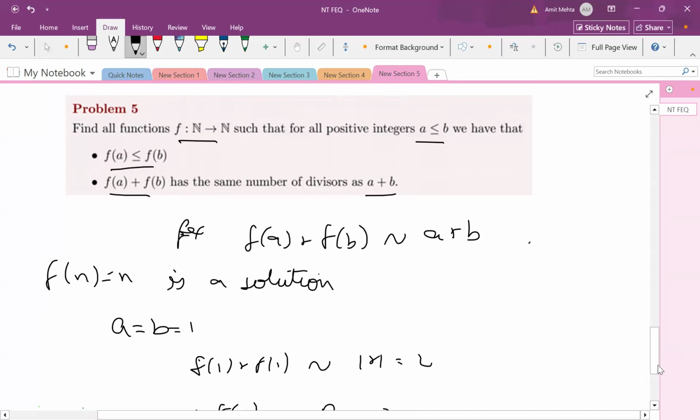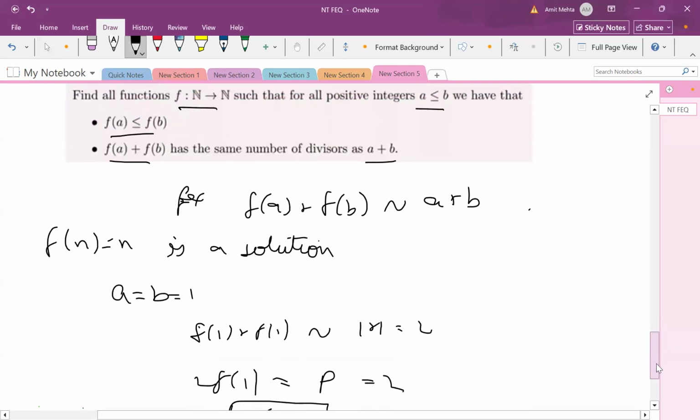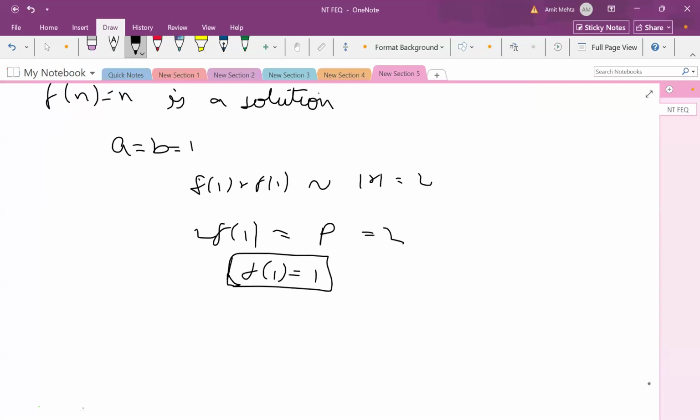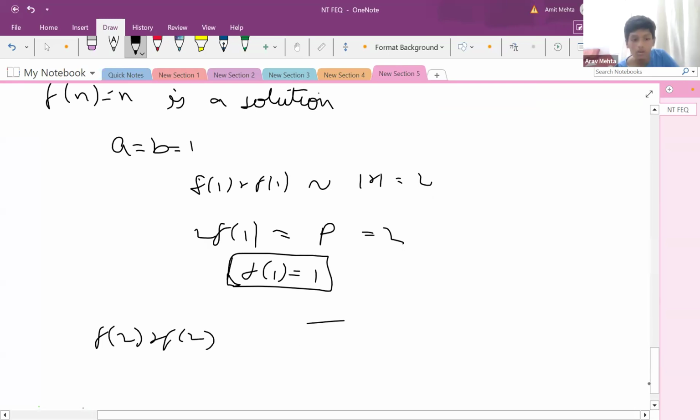Yeah, f of 2 equals 2 is also obvious. Substitute a equals b equals 2. Wait, so what did you substitute? A equals b equals 2 gives f of 2 plus f of 2, which is similar to 2 plus 2 equals 4.